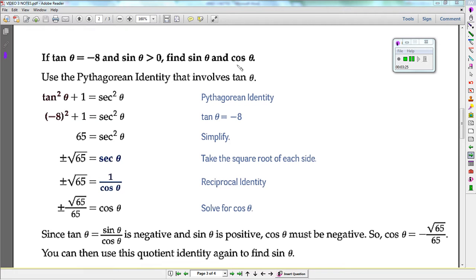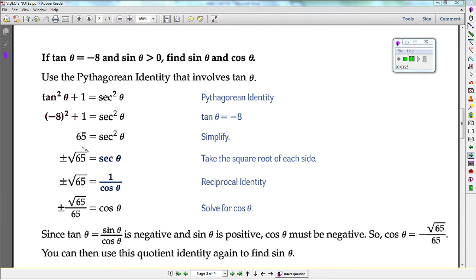So the question asks us to find sine and cosine of theta. The first thing we have to do is, since we're given tangent, we are going to use the Pythagorean identity that involves tangent. So we have tangent squared theta plus 1 equals secant squared theta. So we substitute tangent with negative a, but since we have the exponent, negative a to the power 2 plus 1 equals secant squared.